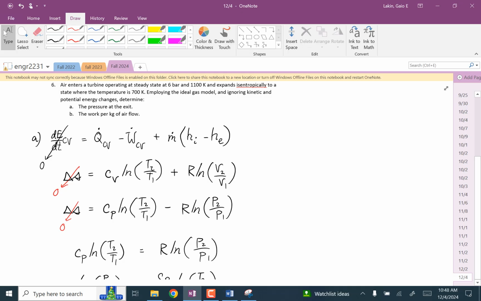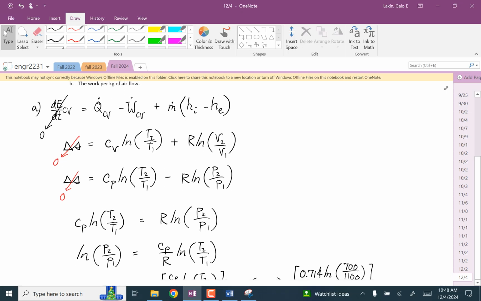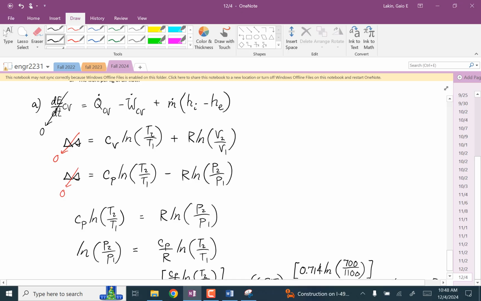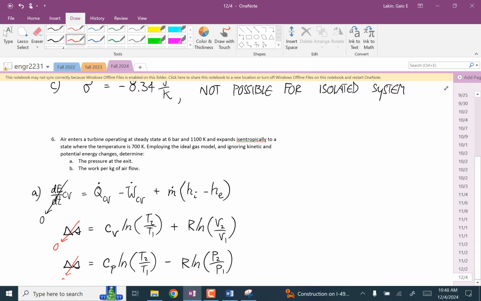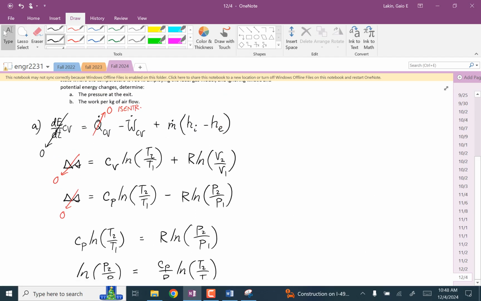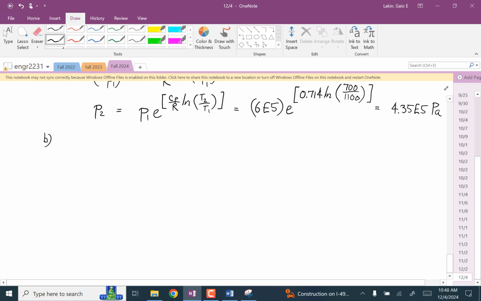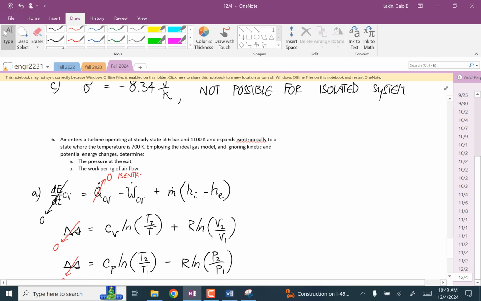And what's the work per kilogram of airflow? I guess at this point we're just going to use the first law. It's isentropic, which means there's no heat transfer. That always means that? Yes, isentropic means no heat transfer and internally reversible. And so for B, W dot for the control volume is equal to M dot times H inlet minus H exit. And that'll let us calculate.